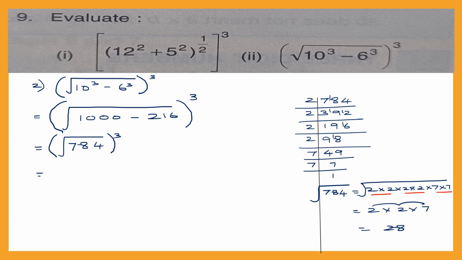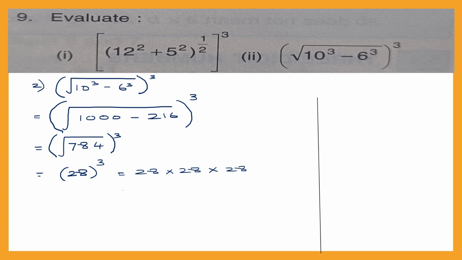So here now we don't have to put the square root sign. Instead we can simply put 28. Now this is raised to the power of 3. So what did we do? We found the square root of 784 to be 28, and that is raised to the power of 3 is what we have here. So that means 28 into 28 into 28 will give us the answer. Let's multiply this 3 times. When you multiply 3 times, you will get 21,952. So this is the answer to the second question that we have.